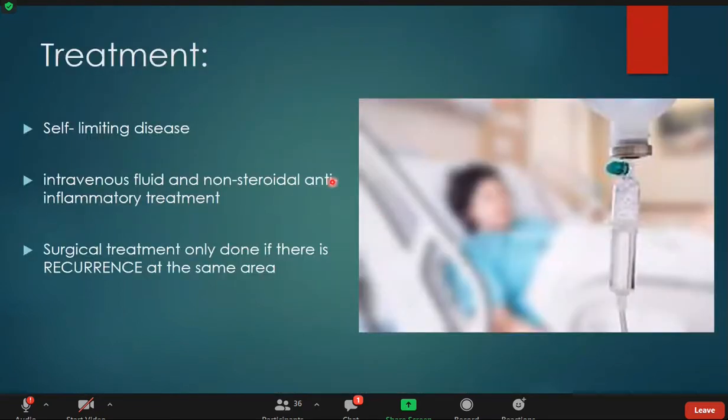For treatment, it's basically a self-limiting disease. Intravenous fluid and non-steroidal anti-inflammatory treatment is done. Surgical treatment will only be done if there's recurrence at the same area. On surgery, they do just the laparoscopic approach with a simple ligation and excision of the appendage.